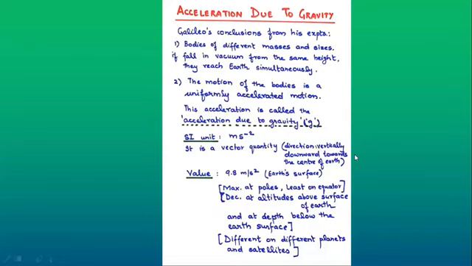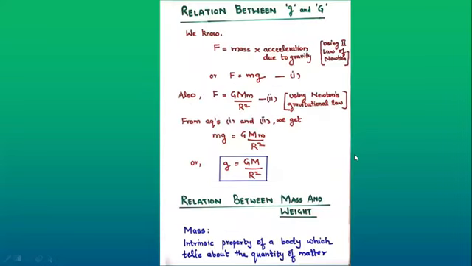You know that the value of g on the moon's surface is 1/6 of the value of g on the Earth's surface. Let us find out the relation between small g and capital G. Small g is acceleration due to gravity and capital G is the gravitational constant.